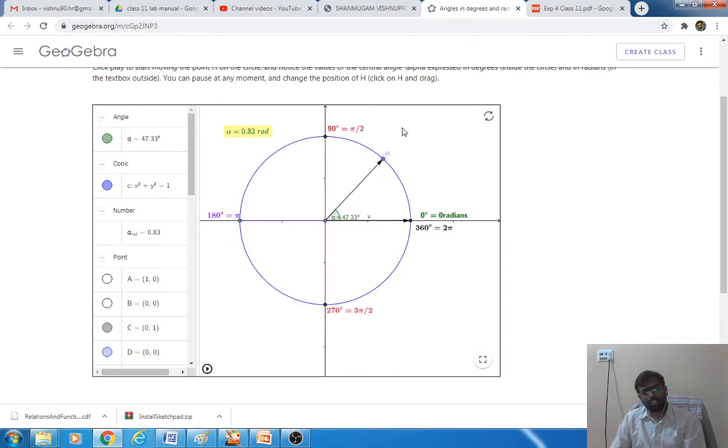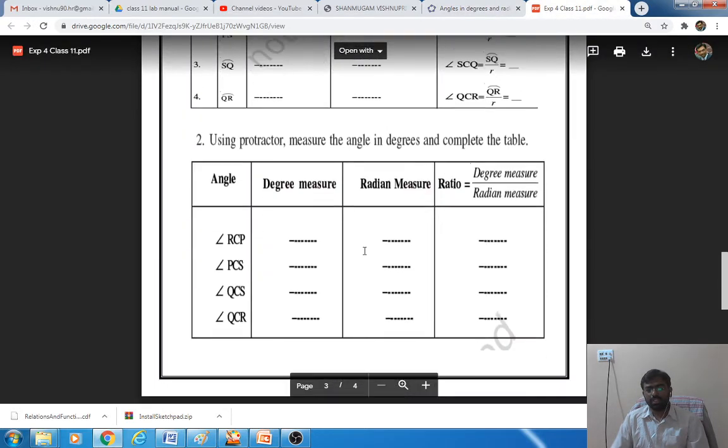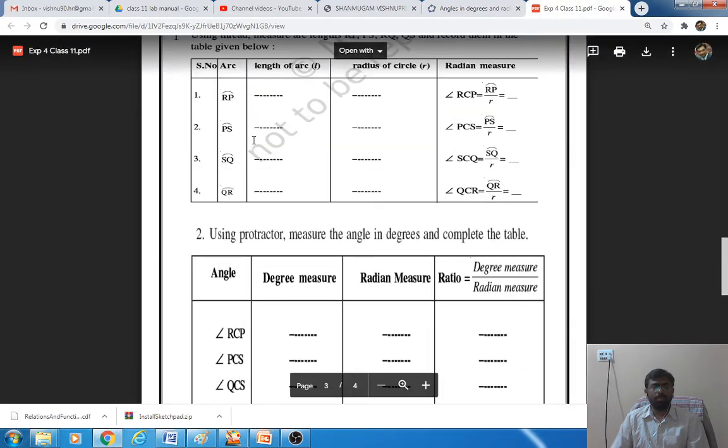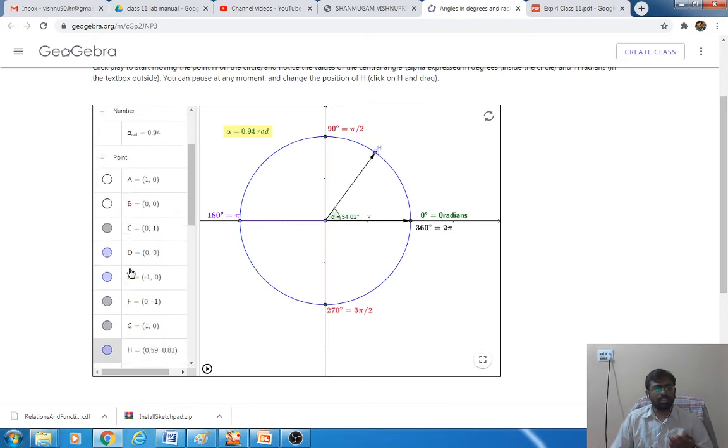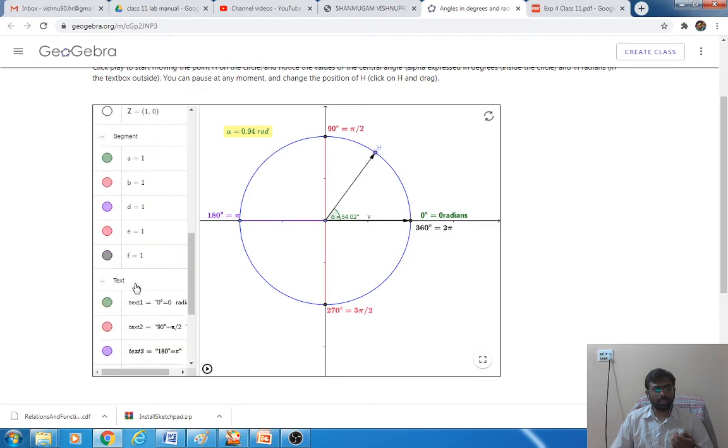You can take a screenshot of this. For any one value, you can take a screenshot and stick it onto the Word file, but you have to fill this particular tabular column for a minimum of 4 values. Okay, length of the arc and radius of the circle. Length of the arc, you can measure it here. I think the radius of this particular circle is not given, I suppose.